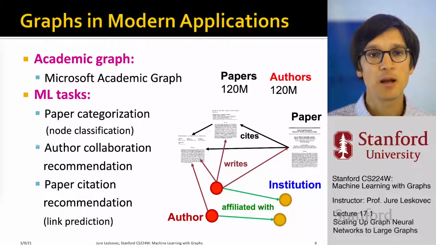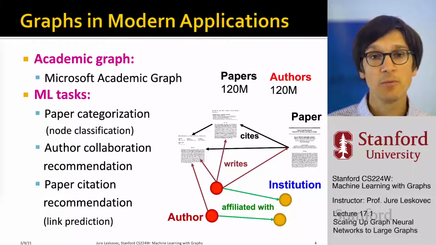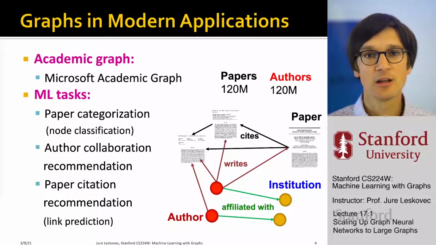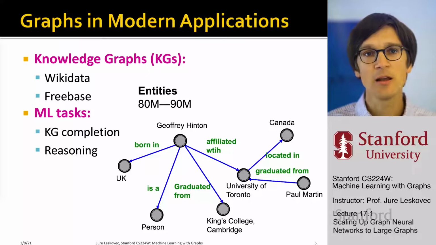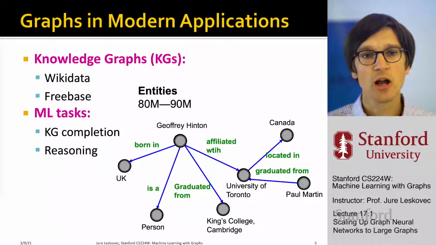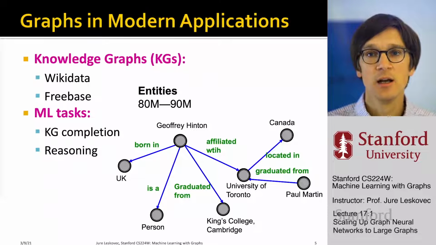For example, paper categorization, which would be to predict what category, what topic the paper is about, recommending collaborators to authors, or predicting what papers should cite each other. You can imagine this being very useful when you are writing a new paper or doing a new piece of research. And these are again machine learning tasks over this giant heterogeneous graph. More broadly, we can think about knowledge graphs coming out of Wikipedia and Freebase, where again we have 100 million entities and we want to do knowledge graph completion tasks or knowledge reasoning tasks over these knowledge graphs.